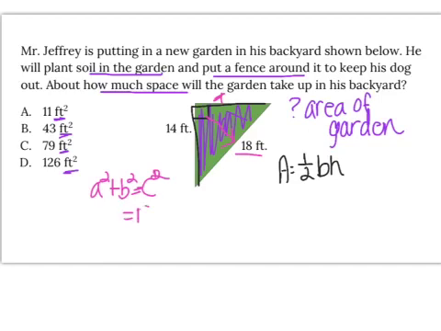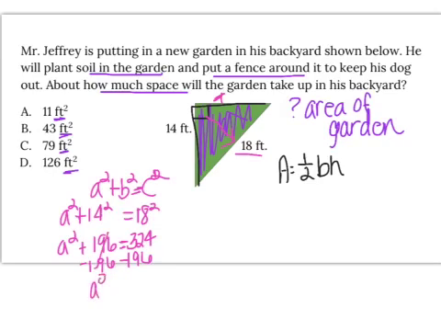I actually am given it, so I'm going to put it in for c squared. I don't know one of the sides, so I'm going to let that be a squared plus 14 squared equals 18 squared. Go ahead and square my numbers. I get 196 for 14 squared and 324 for 18 squared. I'm going to subtract 196 from both sides, and I get 128. I need to take the square root, and I get a equals. I'm going to go ahead and round to the nearest tenth, so it's going to be 11.3.